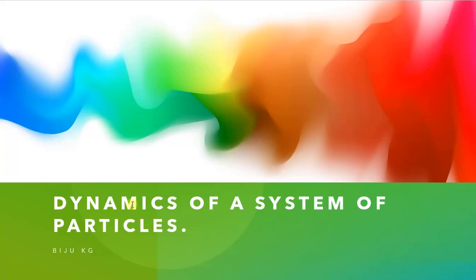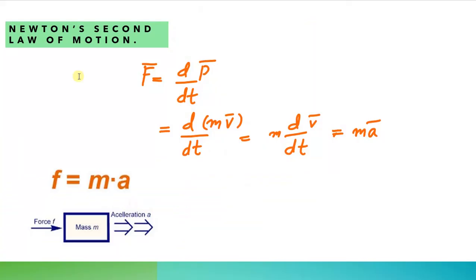Now, you know Newton's second law of motion. Force is equal to the rate of change in momentum of a particle, that is d by dt of mv, mass into velocity, which is equal to m into dv by dt. In the non-relativistic case, we can take the mass outside. So m into dv by dt is equal to m into a. So generally, force is equal to mass into acceleration. Force is a vector quantity and acceleration is a vector quantity. So by measuring the acceleration of the body, we can calculate the force acting on the body.